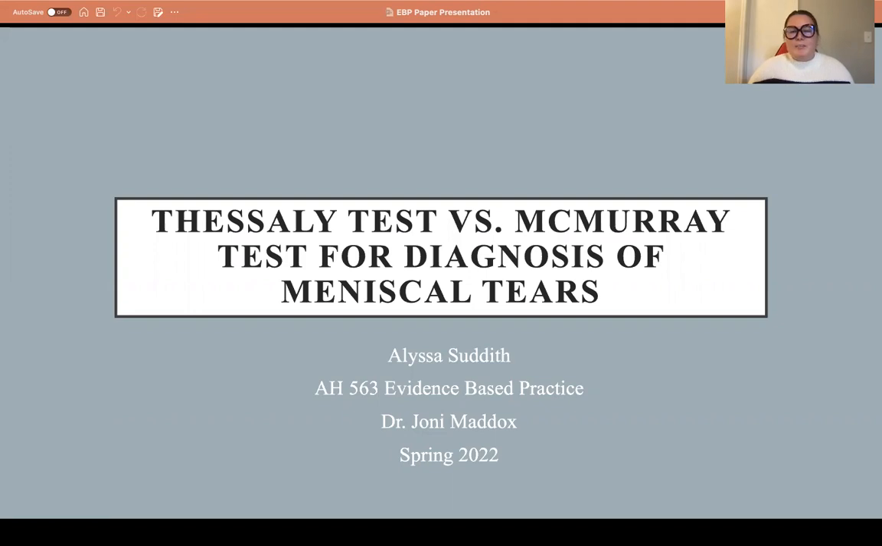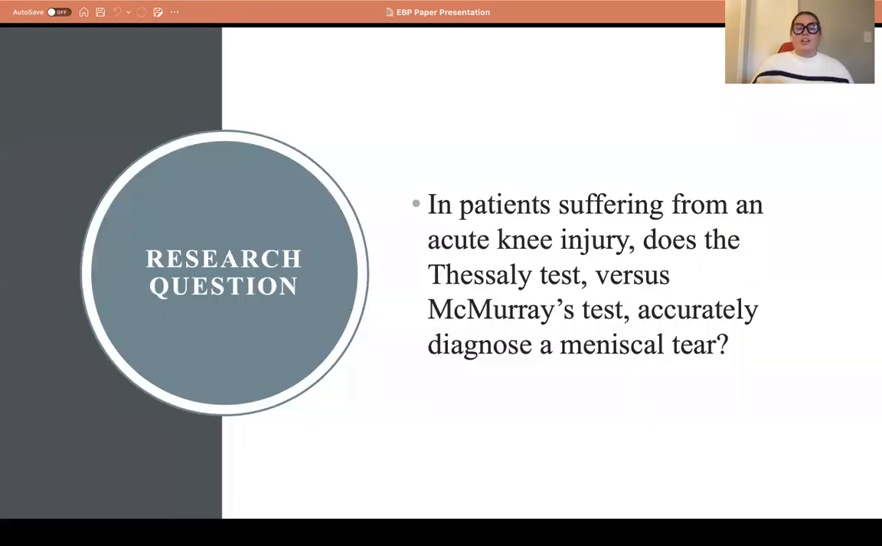Hello, everyone. My name is Alyssa Suddeth, and this is my AH 563 evidence-based practice paper presentation on whether or not the Thessley test or the McMurray test is better suited for the diagnosis of meniscal tears. So my research question is, in patients suffering from an acute knee injury, does the Thessley test versus McMurray's test accurately diagnose a meniscal tear?